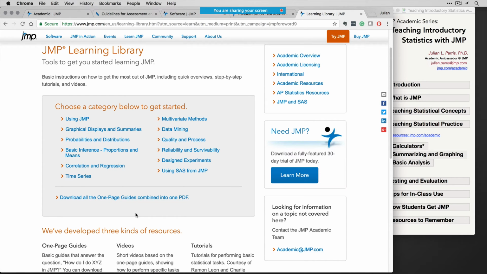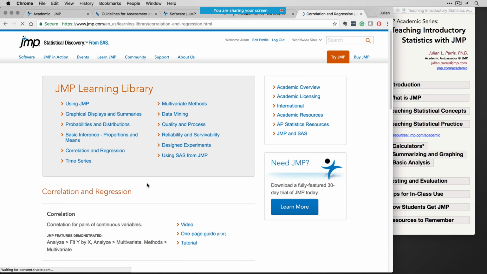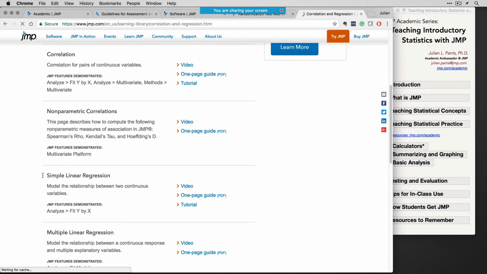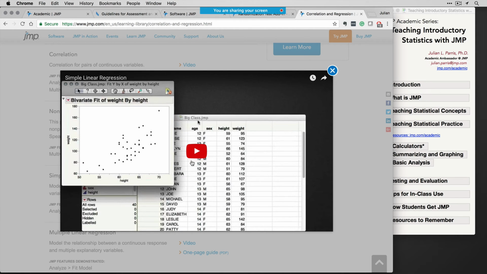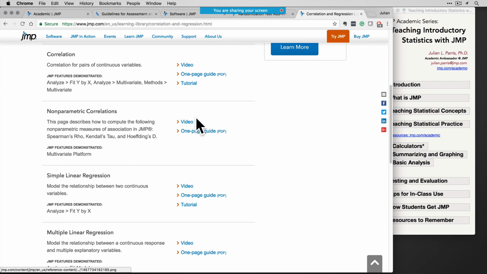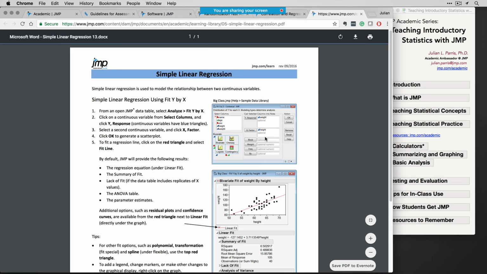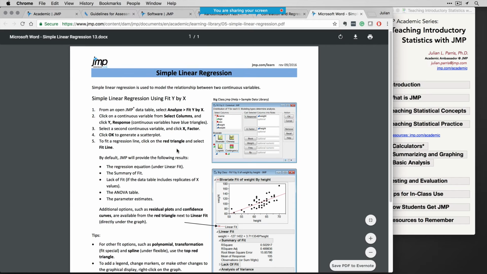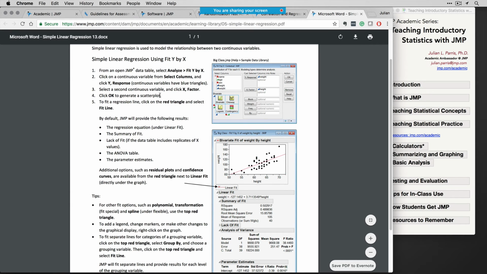So for instance, let's say you wanted to teach them how to do that simple linear regression. So I'll go to the correlation and regression section. And under here, simple linear regression is a section, and you can click and watch a 2 to 5 minute video. In this video, it's going to be 2 minutes and 30 seconds, directly on how to do it. Or, and these are great to include in your syllabus, a 1-page guide. So this is a single-page PDF using sample data, from the sample data library, and it gives them step-by-step instructions on how to carry out that analysis.